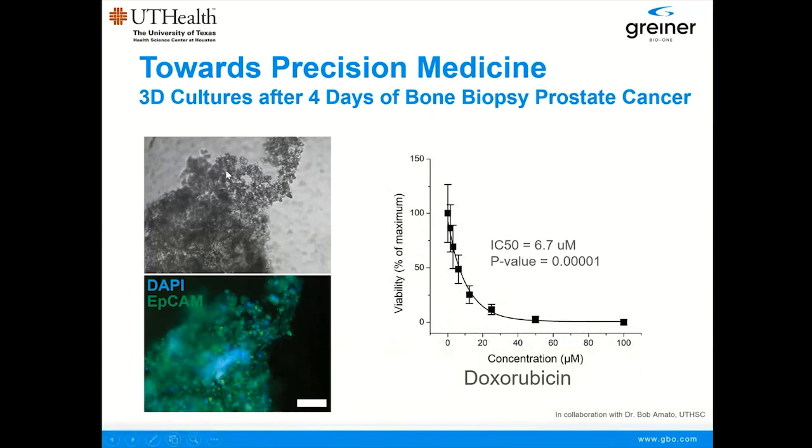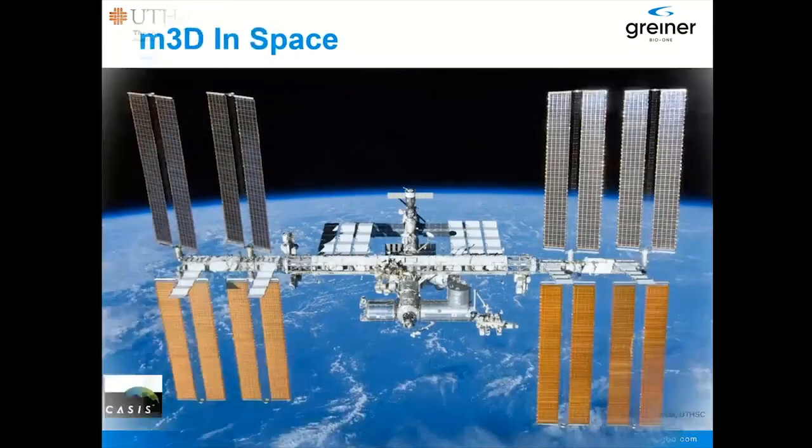So this is really moving the application of the magnetic 3D cell culture towards personalized medicine, where we can really handle small model samples, and we can really miniaturize the cultures, if you may say, by using the magnetic field and compressing the cells together.